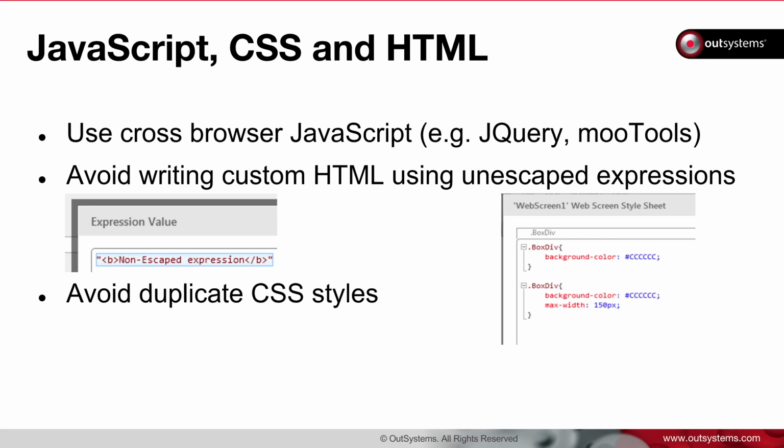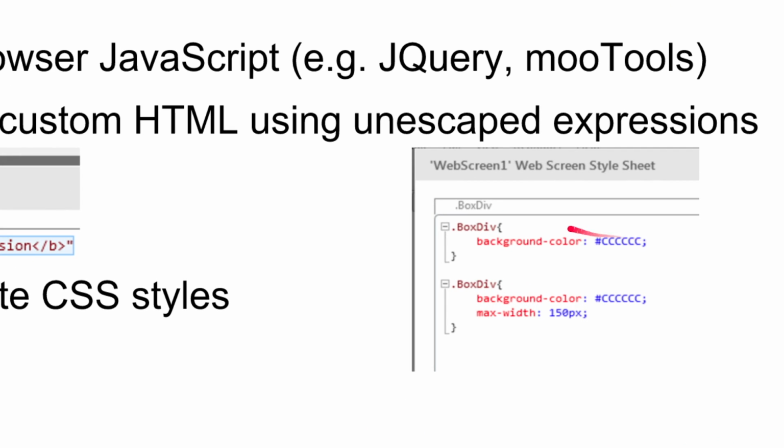Avoid duplicate CSS styles. Now, this kind of styling where box div is defined twice and the second one overrides the first one, even though it's the exact same color. This is allowed by the browsers. It works fine, but it's probably the result of concatenating two different CSS styles or automatically generating them using tools such as Less or Sass.